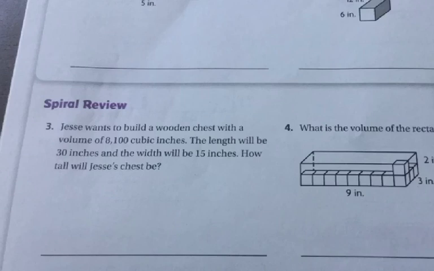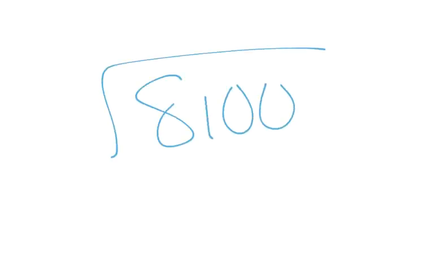Jesse wants to build a wooden chest with a volume of 8,100 cubic inches. The length is 30. The width is 15. How tall will it be? I know 3 times 15 really quick is 45. Add a 0. So 8,100 equals length times width times height. We know one of those is going to be 15 and one of those is 30. So we're trying to figure out the question mark. I know that together is 450. So I'm going to divide 8,100 divided by 450.